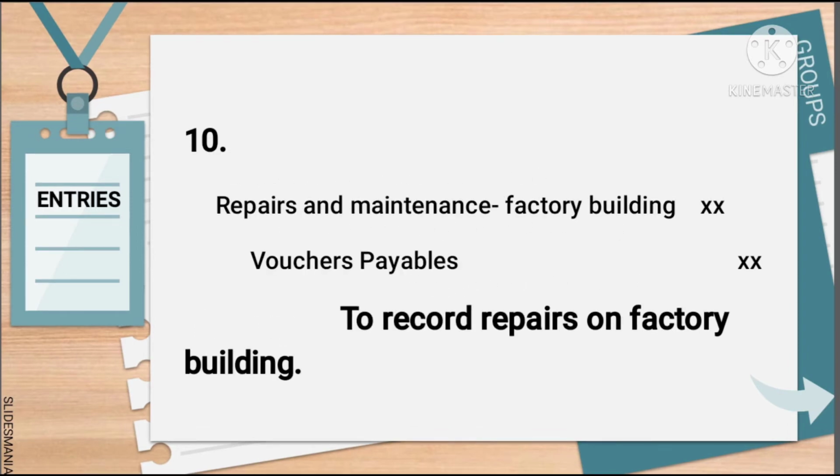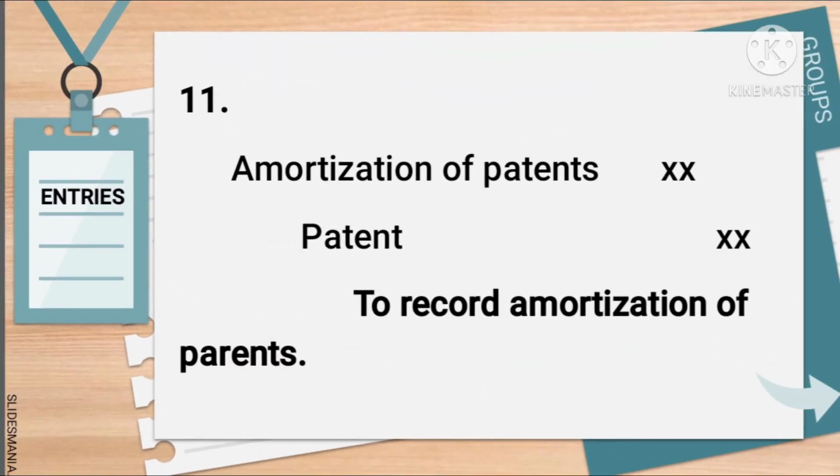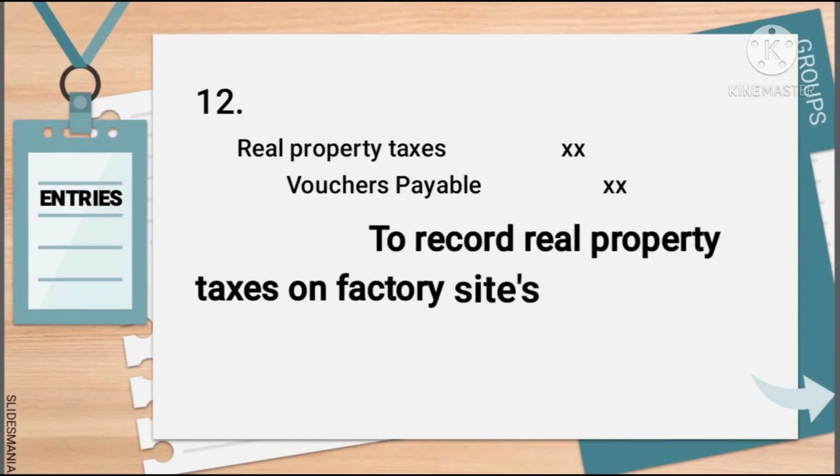Next is to record repairs on factory building. Debit repairs and maintenance, factory building. Credit vouchers payable. Eleven is to record amortization of patents. Debit amortization of patents, credit patents.